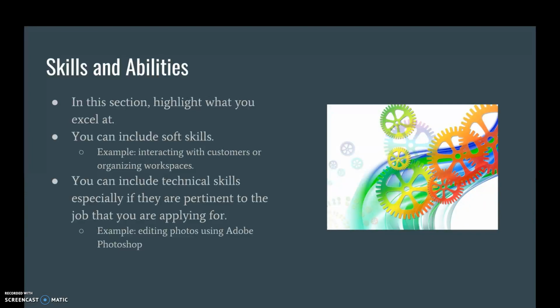At this station, there is a list of functional skills as well as personal qualities for you to think about when writing your skills.